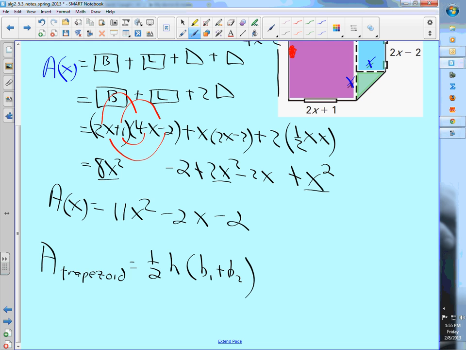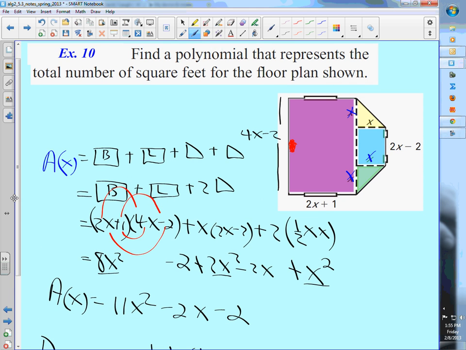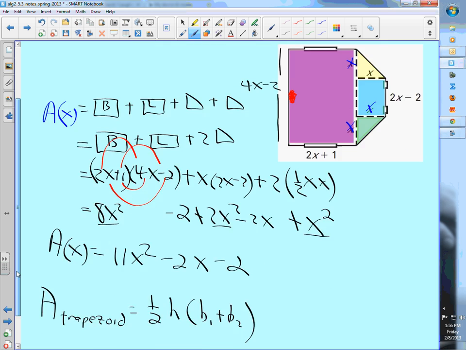That's the formula for the area of a trapezoid, which is what ultimately this entire shape is. Your two bases are 4x minus 2 and 2x minus 2. And your height is 2x plus 1 plus x, or 3x plus 1. So you could have used that.